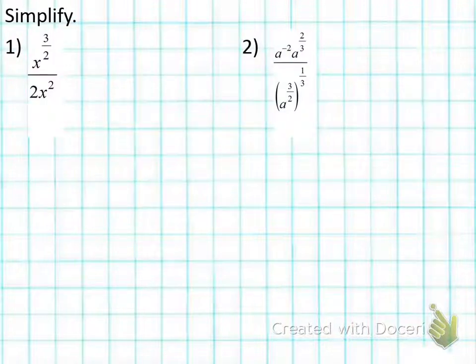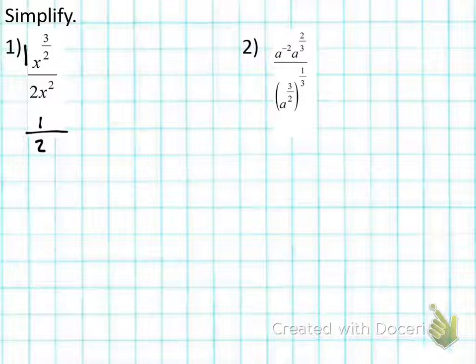Here we go. Number 1. Simplify. So we have x to the 3 halves over 2x squared, okay? So the first thing I'm going to do is I want to simplify anything I can. I always look at my coefficients first. We have a coefficient here of 1, okay? So we have 1x to the 3 halves over 2x squared. 1 over 2, we can't simplify. If I focus on the coefficients, I can't simplify those, so I'm going to bring that down. So we got 1 half, okay?